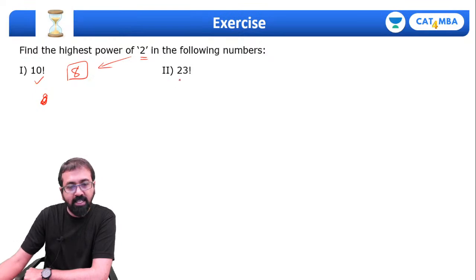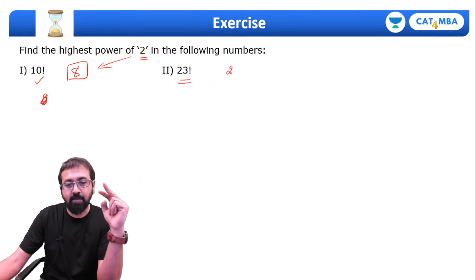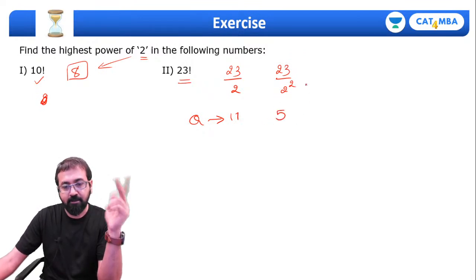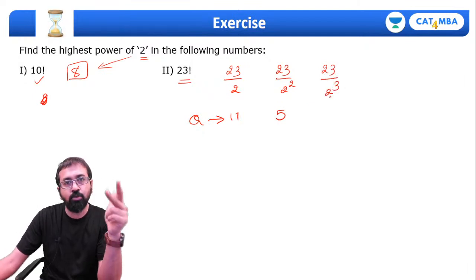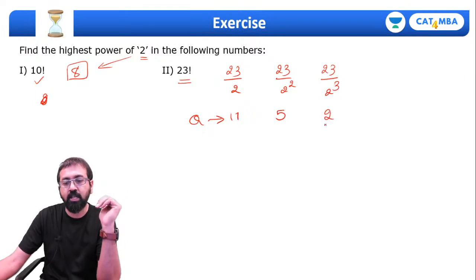So can you quickly calculate the power of 2 in 23 factorial? Can you do it in your mind? So 23 divided by 2. Write down the quotients over here. 23 divided by 2, can I say 11 is the quotient? Same way, 23 divided by 2 square, that is 23 divided by 4. The quotient will be 5. Then 23 divided by 2 cube. 8 2s are 16, 8 3s are 24, it will be more than that. So the quotient is going to be 2.